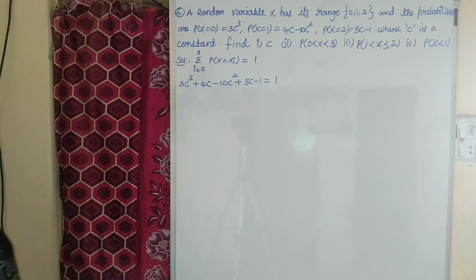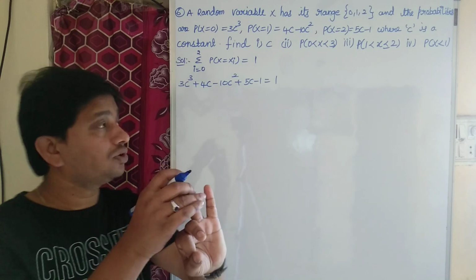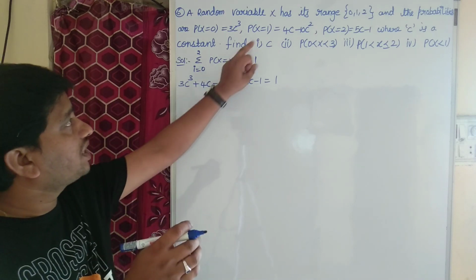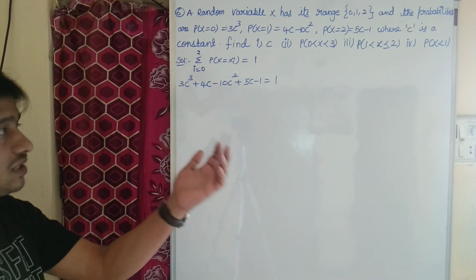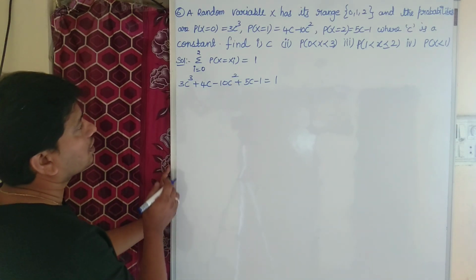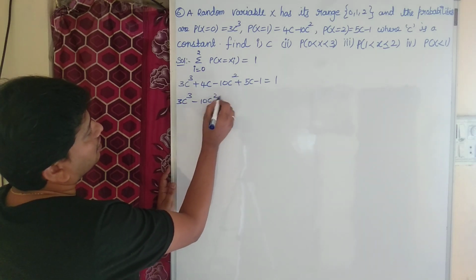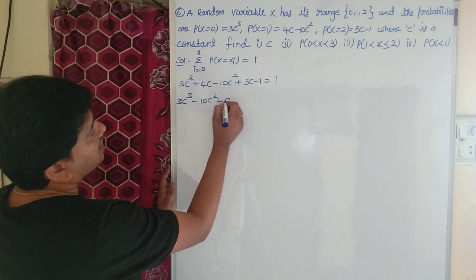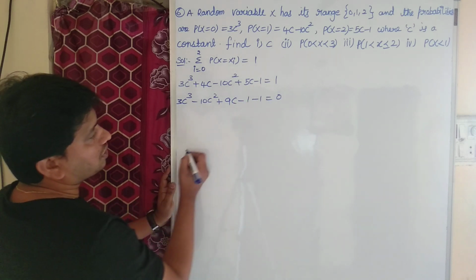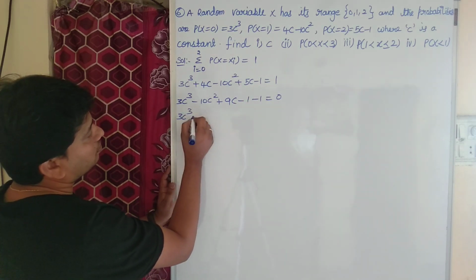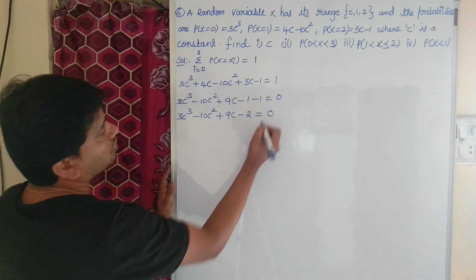Any doubt children? Range is from 0, 1, 2. When it is 0, 3c cube. When it is 1, 4c minus 10c square. When it is 2, 5c minus 1, must be equal to 1. So 3c cube minus 10c square, 4c plus 5c, 9c, plus 1 you transpose, minus 1 equal to 0. 3c cube minus 10c square plus 9c minus 2 equal to 0.